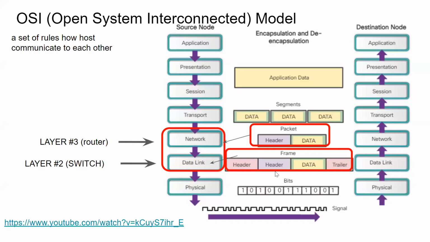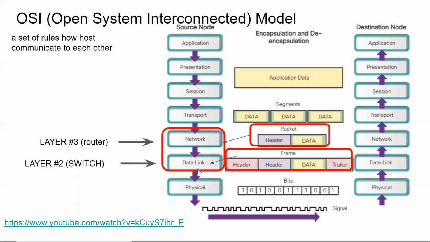So this is the OSI model, or Open Systems Interconnection, but you don't really need to remember that. The OSI is basically a set of rules on how hosts communicate with each other. This looks very complicated, and it kind of is. So we're only going to talk about these 2 layers, network and data link, which are highlighted in red. The network layer is also the router layer. So when data is going through the router, as you can see here, it is called a packet.